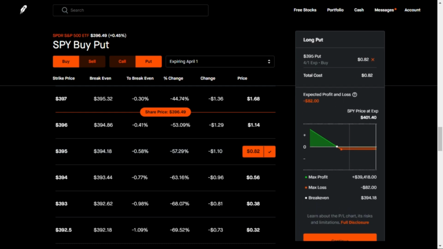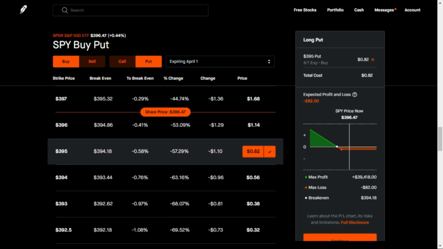So you bring up the chart, and you see it's backwards. This is the inverse. As we go forward, this is the price of the SPY going forward. And if you're buying a put, you want this price to go down. You think it's going to go down. So that's why you don't see anything going up. And it shows the max loss is what you put into it, $82.